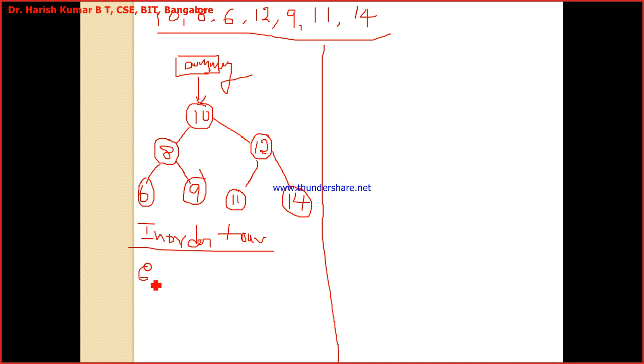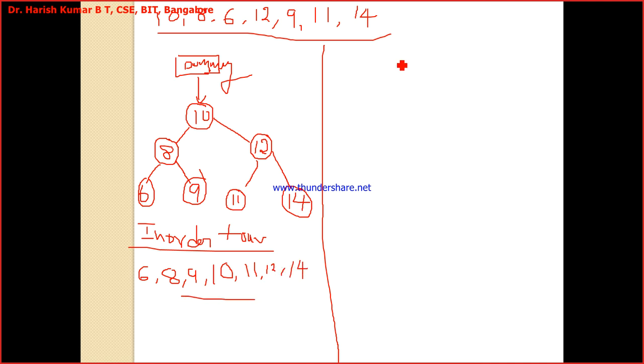6, 8, 9, 10, 11, 12, 14. This is the in-order traversal we have written.